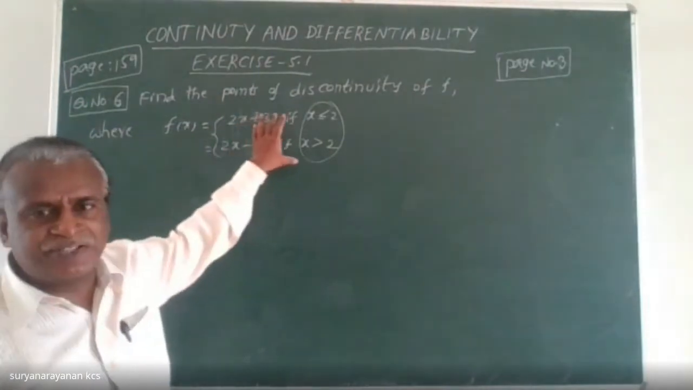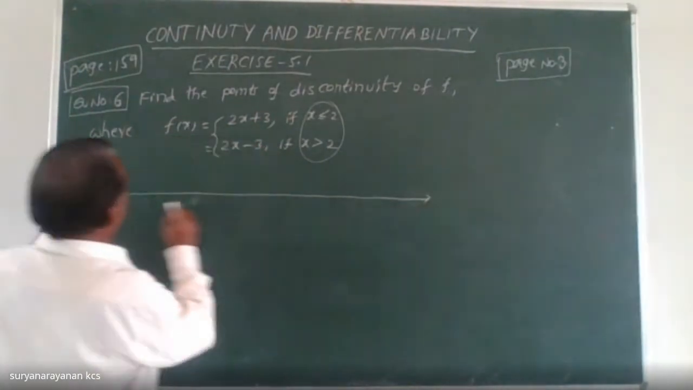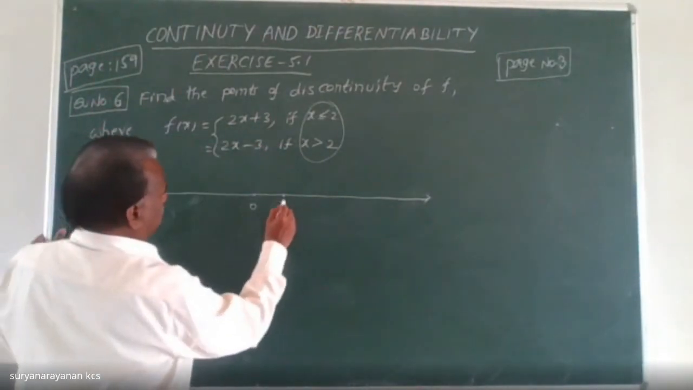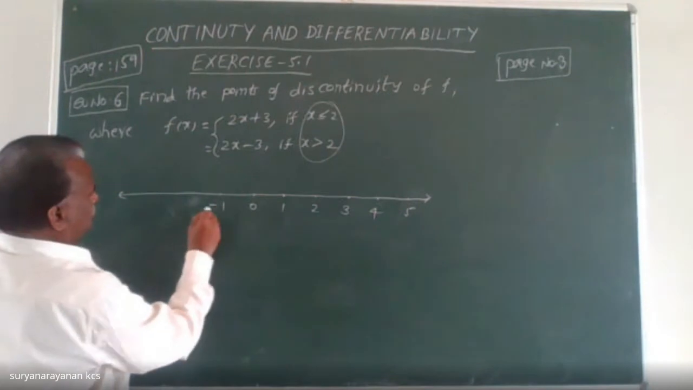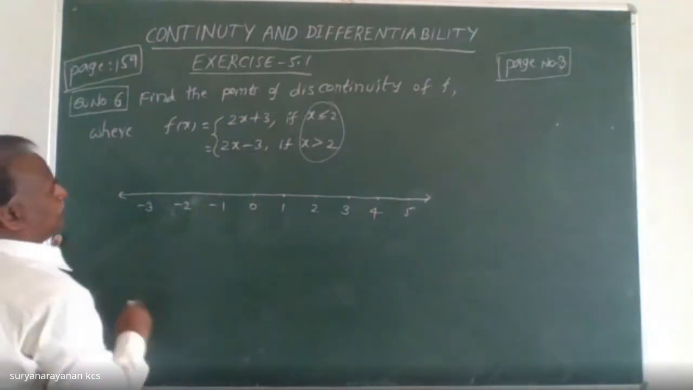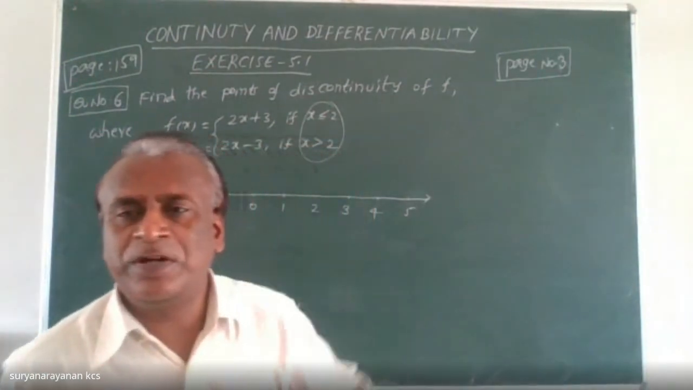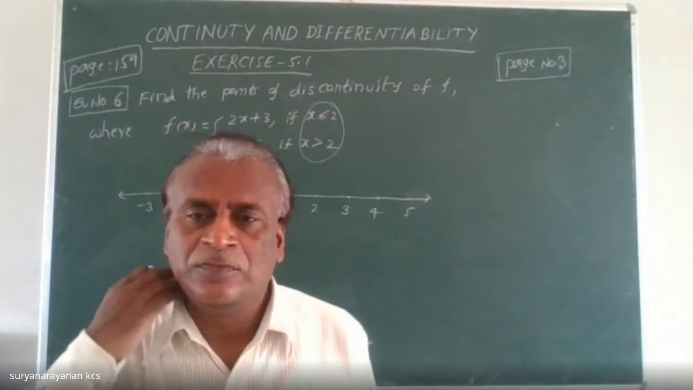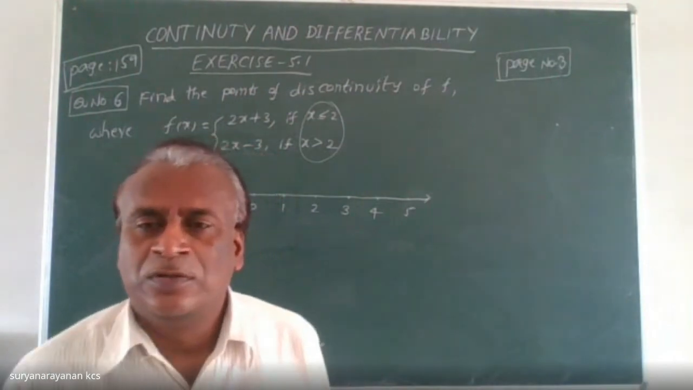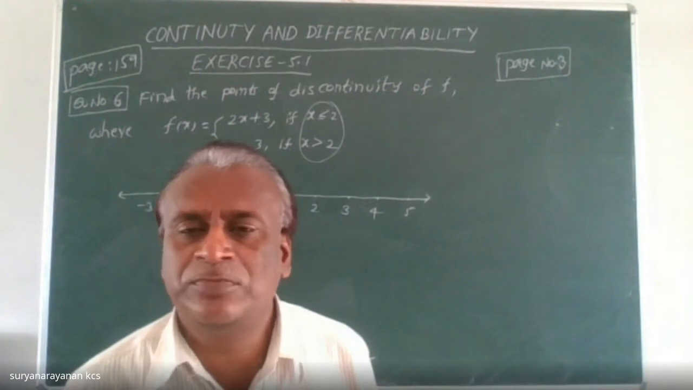Now, I will represent this data on the number line, pictorially. At which point is the function defined differently? At 2, sir.